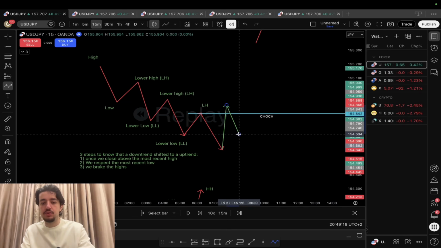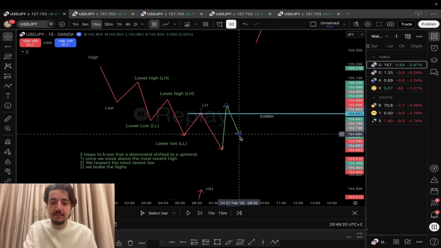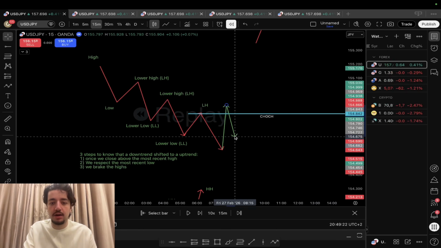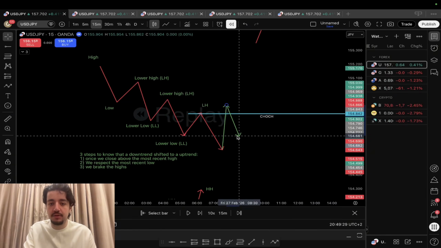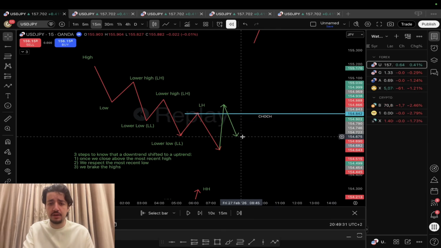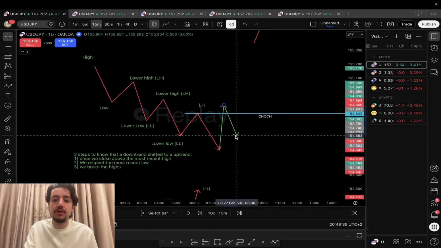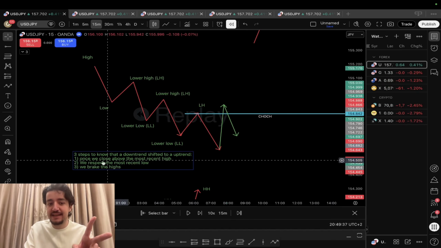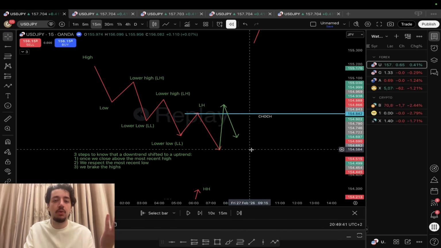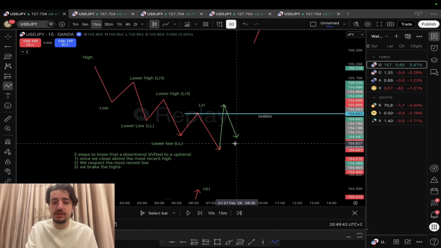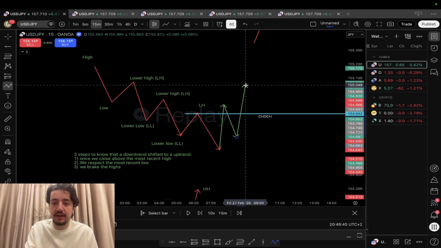Step number 2, we respect the lows. So I don't want to see price breaking the lows again. No. I want to see it respecting it. What do I mean by respecting it? Not closing below it. So I want to see something like this. Boom. Price comes here and doesn't break the most recent low. Now I know, okay, cool. That's the second step. We respect the most recent low. We didn't break it. We respected it. Now what's the third step? Third step is once we break the highs.